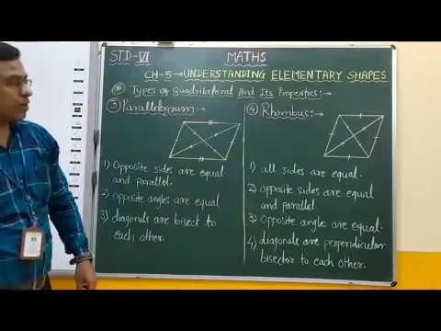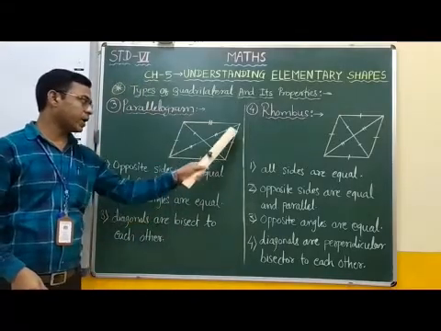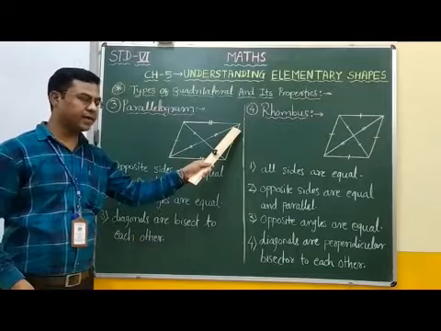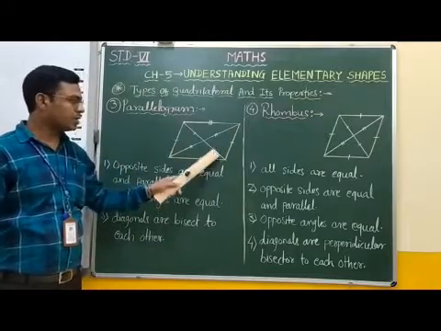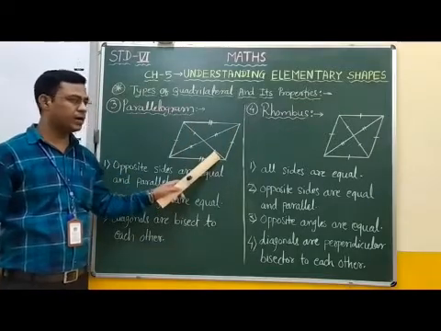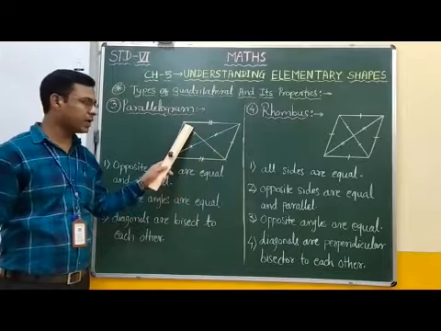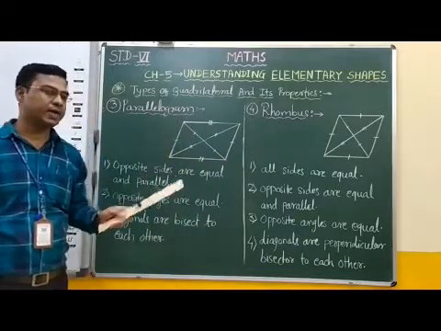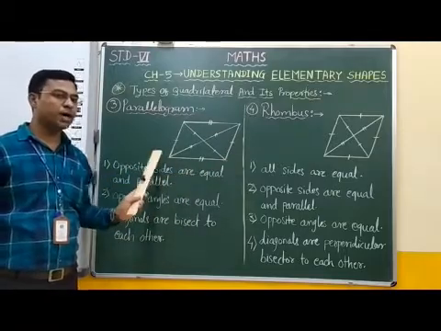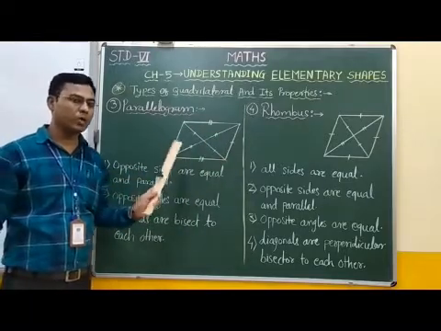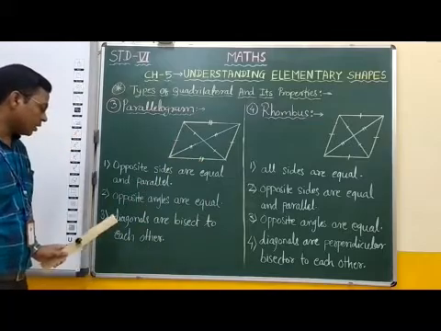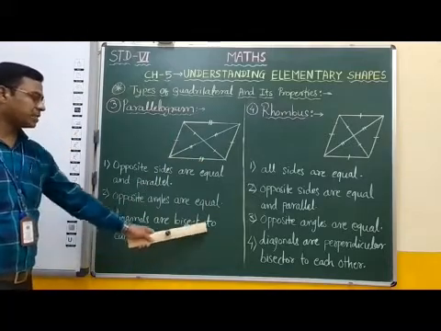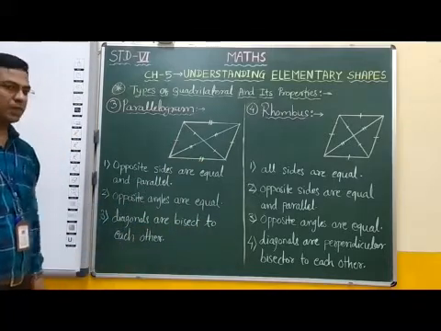Therefore, here we observe that these two angles are 70 degree and these two angles are 110 degree. Therefore, we can say that in a parallelogram opposite angles are equal. Now third, diagonals bisect each other.